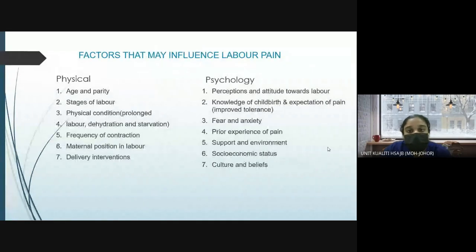Factors that may influence labor pain: physically, age and parity, stages of labor, physical condition, prolonged labor, dehydration and starvation, frequency of contraction, maternal position in labor, and delivery interventions. Psychologically, perceptions and attitude towards labor, knowledge of childbirth and expectation of pain, fear and anxiety, prior experience of pain, support and environment, socioeconomic status, and culture and beliefs.